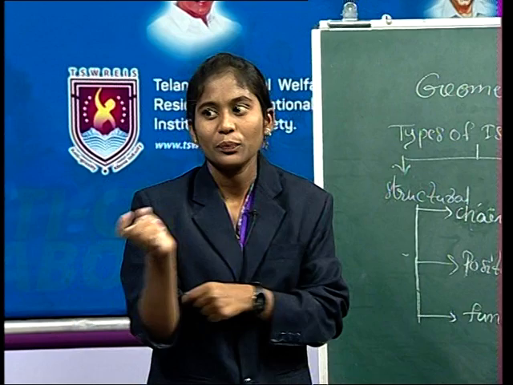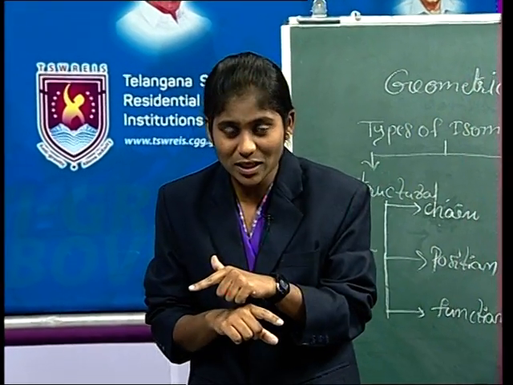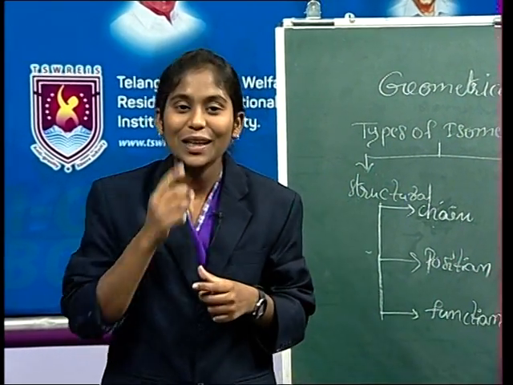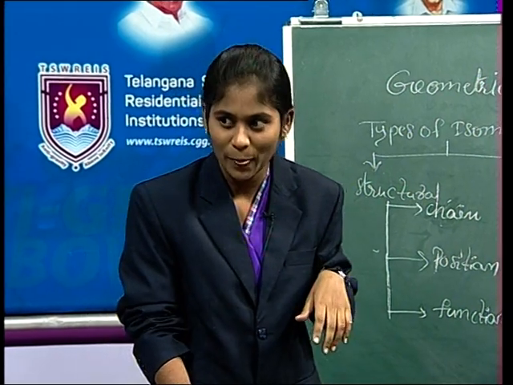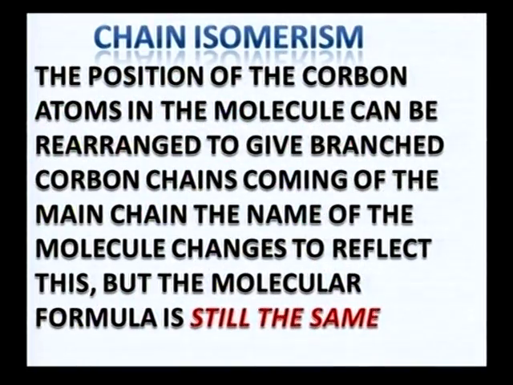So first, chain isomerism. Friends, you know the definition of chain isomerism. The carbon atoms in the molecule can be rearranged to give branched carbon chains coming off the main chain. The name of the molecule changes to reflect the new position, but the molecular formula is still the same. This is called chain isomerism.